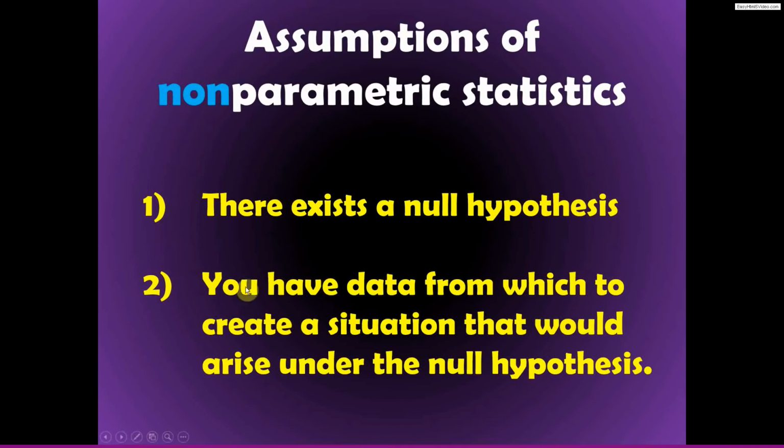Part of what goes into point 2 is just having enough data. If you only have 3 data points, I would say you do not have data to create a situation that would arise under the null hypothesis. So part of point 2 is just making sure you have a reasonable amount of data.